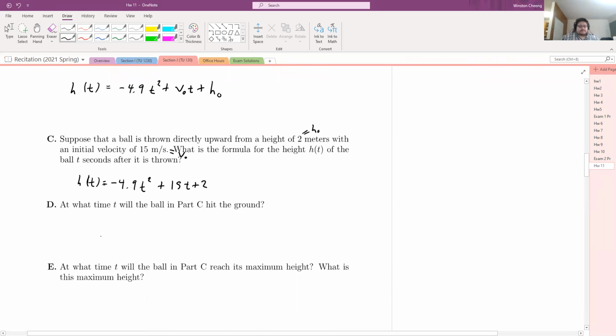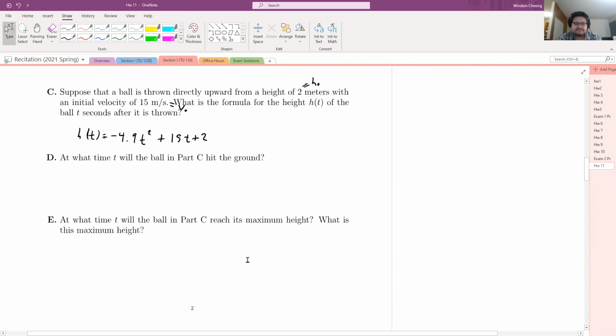So that's that. And now D and E are just asking your typical questions about parabolas. So what time will the ball hit the ground? The way that you would do that, the ball is going to hit the ground when the height is equal to 0. So you are going to solve for when h of t is equal to 0.